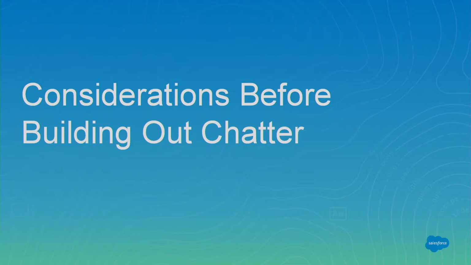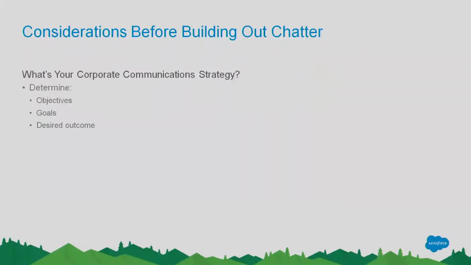So some considerations before building out Chatter. You want to figure out what your corporate strategy is. Got objectives. You want to share content, news, updates. What are your goals? Are you looking to share knowledge? What's your desired outcome? You're looking to drive dealer and customer engagement or maybe enhance your service. All these aspects should be considered when developing your corporate communication strategy.